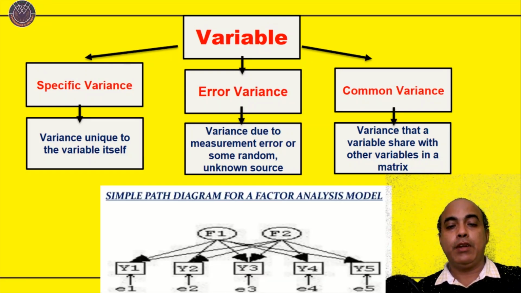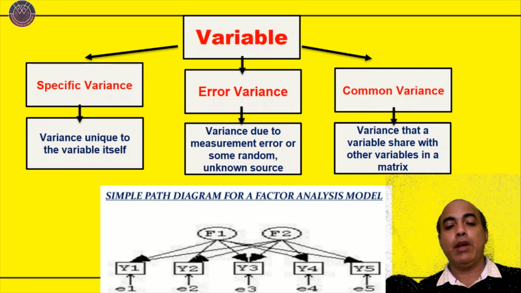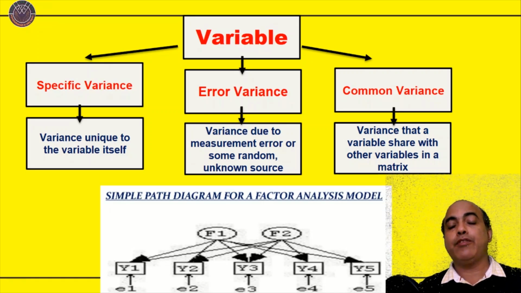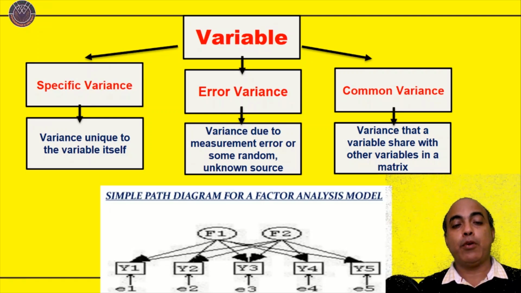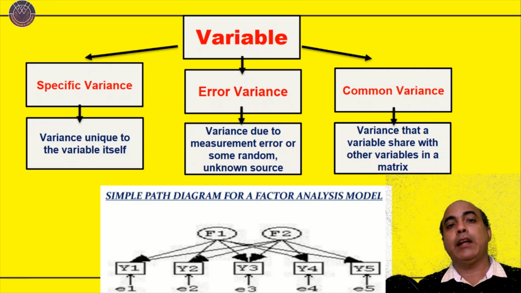In this particular diagram, you have got variables y1, y2, y3, y4, y5, and through them you have got factors f1 and f2. And these factors we have got because there is a certain amount of common variance among these variables. Because of this common variance, we are able to club them and generate certain factors. So this is the main theory or main idea working behind factor analysis.